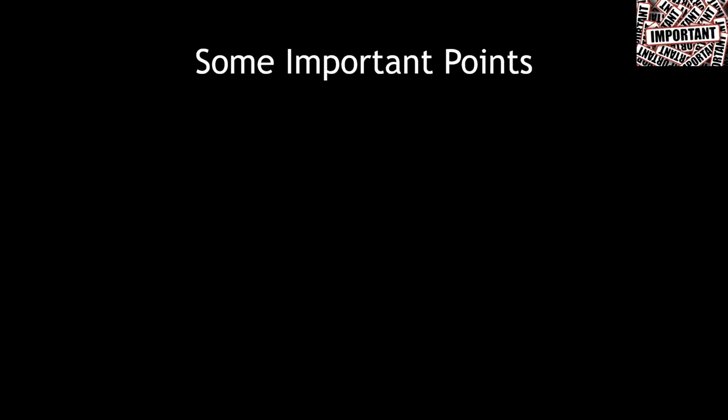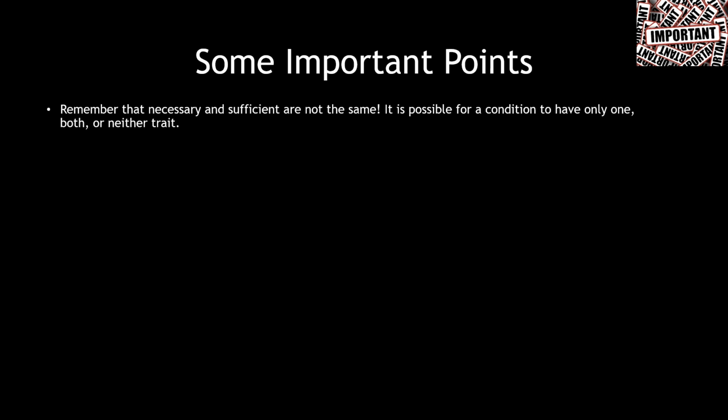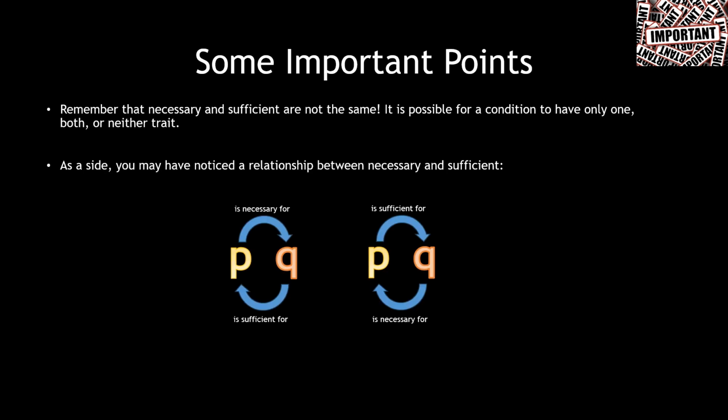Now, from all of this, here are some important points I would like to highlight. As seen previously, please remember that necessary and sufficient are not the same. It is possible for a condition to have only one, both, or neither trait. As a side, you may have noticed a relationship between necessary and sufficient. Saying P is necessary for Q also means that Q is sufficient for P, and saying P is sufficient for Q also means Q is necessary for P.